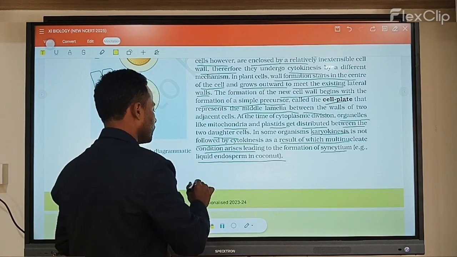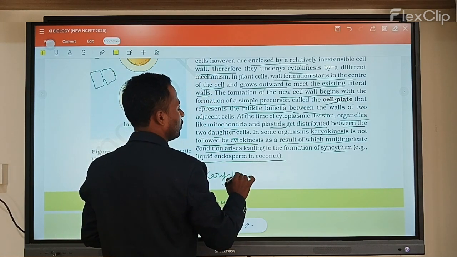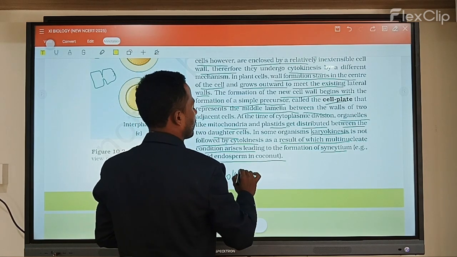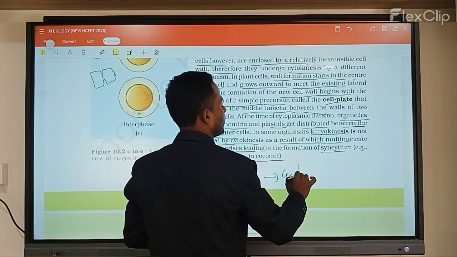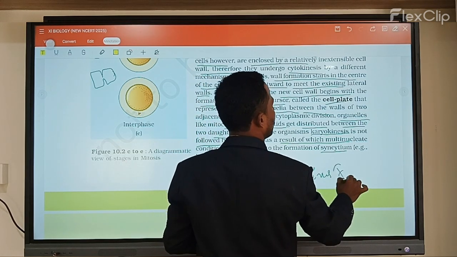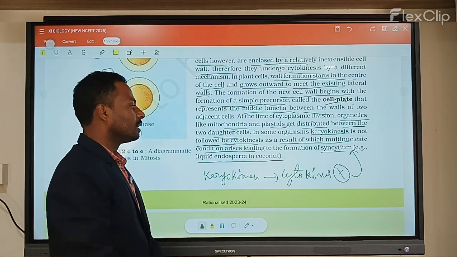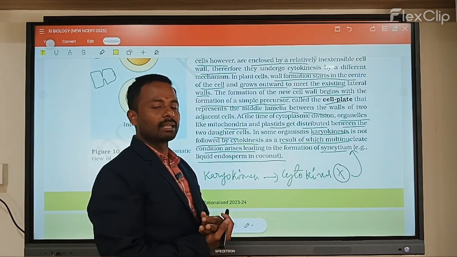So sometimes karyokinesis is immediately followed by cytokinesis, but sometimes cytokinesis does not take place. What happens then? A syncytium is formed. Example is coconut water, the liquid endosperm.